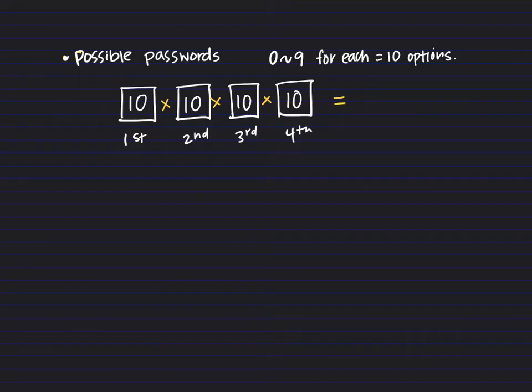When you do that, you're going to have 4 zeros. You're going to have 10,000 different ways of creating a password with 4-digit passwords. So that's quite a bit of numbers, and you really don't want to write 10,000 options using the tree diagram.